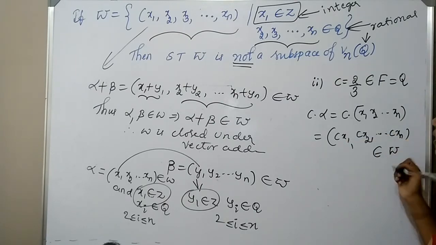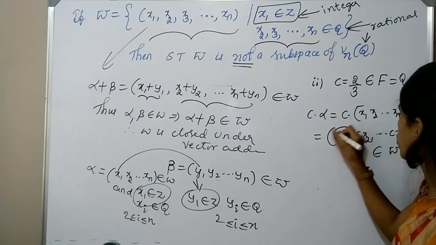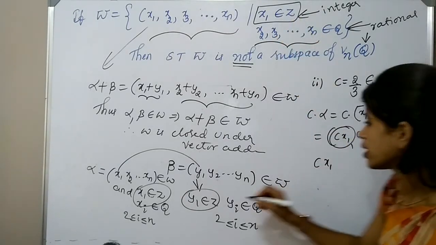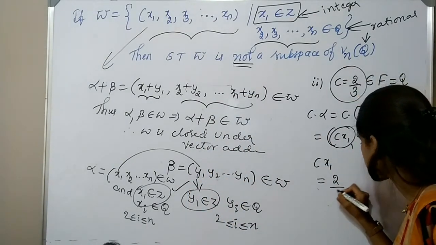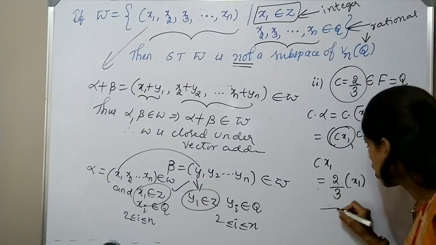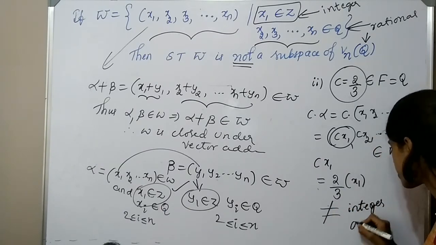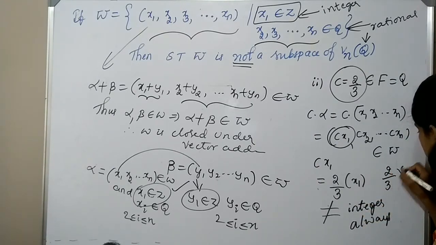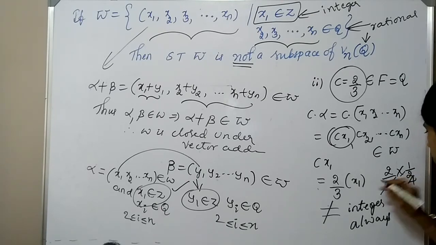To be in W, what is the condition? It must be an n-tuple, and clearly it is an n-tuple. What about the first element? The first element should be an integer. Cx1: here x1 is an integer, but c is a rational number. So c means 2 by 3 times an integer, which is not always an integer. If I take 2 by 3 into 6, it becomes 4, an integer. Okay.